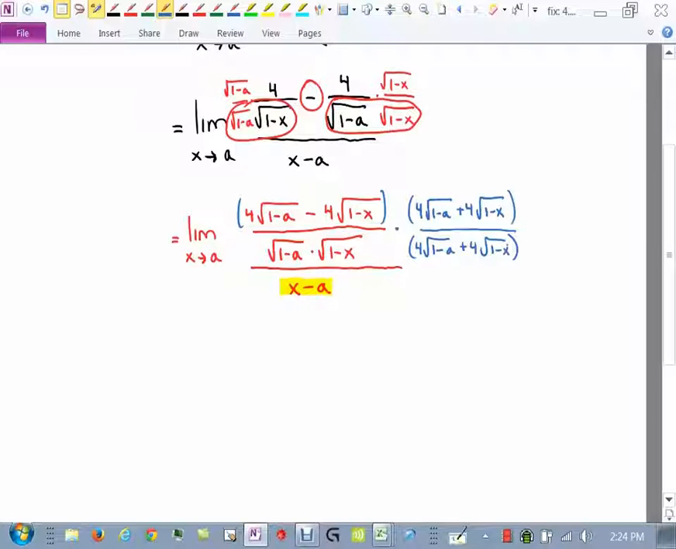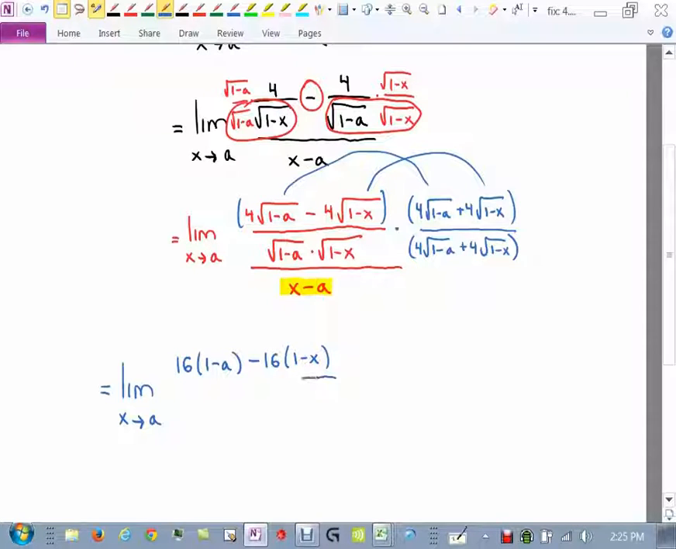When I multiply the top together, when I multiply these two, I do my FOIL up here. I get the limit, x approaches a. I get the 4 times 4 is 16. The roots cancel, so I'm just left with 1 minus a, but that 16 will have to distribute to both terms. The middle terms will go away, and then I have the last two terms. So I get negative 16, and then again, the roots cancel. I'm left with 1 minus x, but that 16 has to distribute.